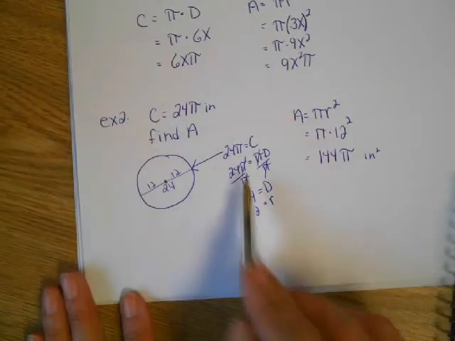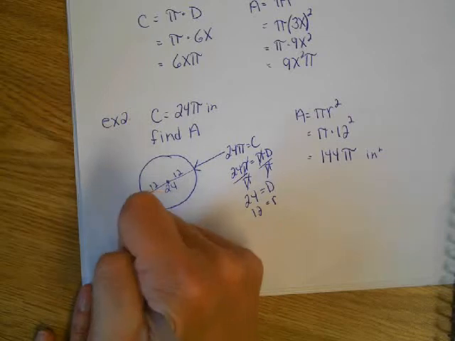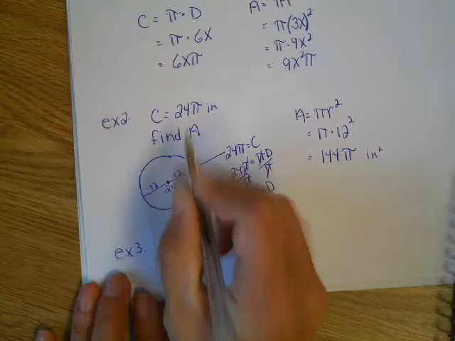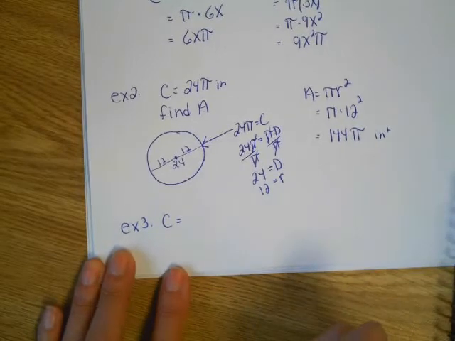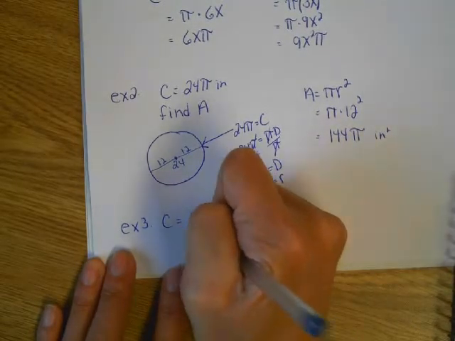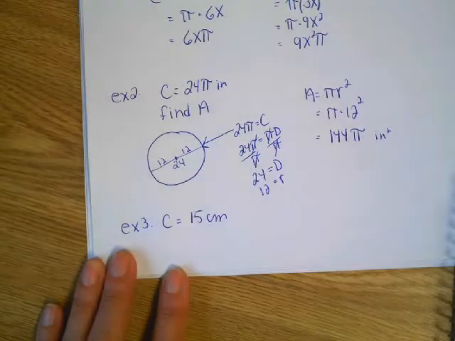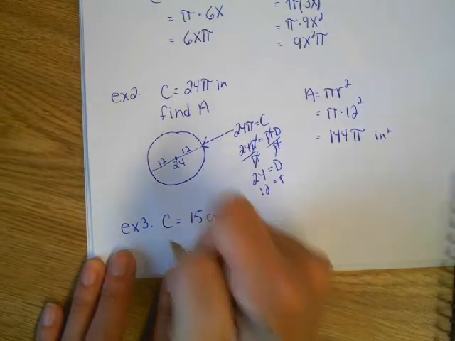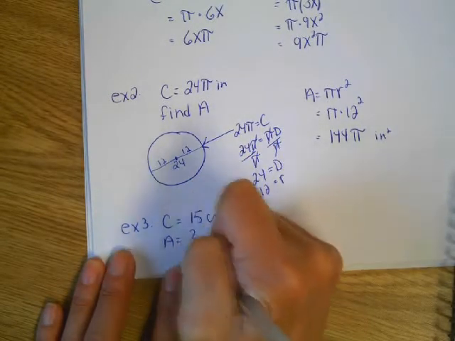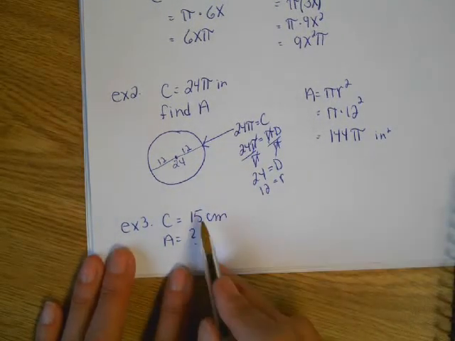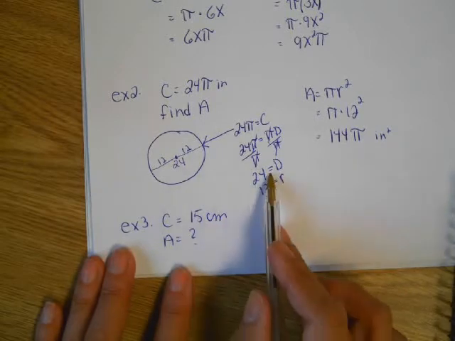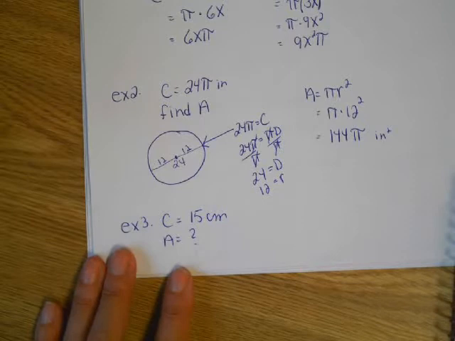Number 3. Oh, very much like this one. This one was pretty easy. I didn't need a calculator. Watch what happens here. Same thing. This time the circumference, I'm going to try and squeeze this in here, is 15 centimeters. Can you find the area? So, again, we've got to work backwards from circumference, and then once we find the diameter, we'll get the radius, and then we'll come back for area.